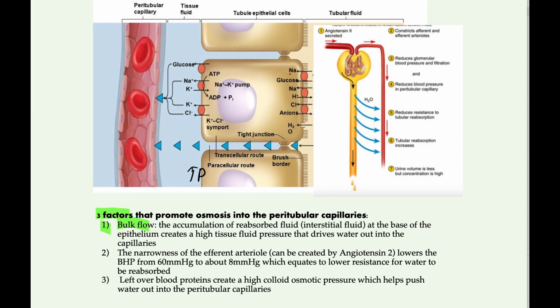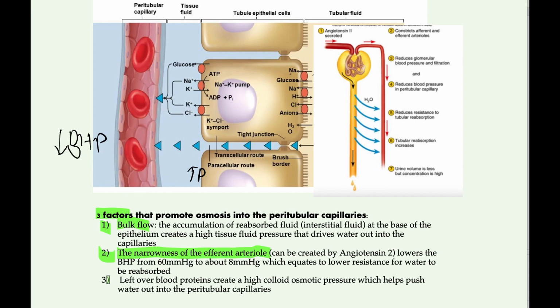Now we will talk about the second factor of promoting osmosis into the peritubular capillaries, which involves the narrowness of the efferent arteriole. This can also be created by angiotensin II, we'll cover that later, which lowers the blood hydrostatic pressure from 60 millimeters of mercury to about 8 millimeters of mercury. So there's a lower blood hydrostatic pressure, which equates to a lower resistance for blood to be reabsorbed. This low blood hydrostatic pressure just makes the water happy, and the water just moves from the tissue fluid into the peritubular capillary. There's no resistance.